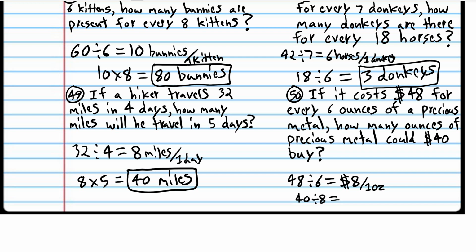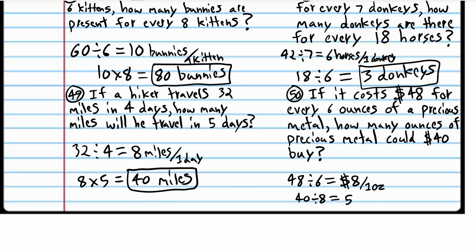It costs $8 for 1 ounce. But you have a lot more than $8, so you can afford more than 1 ounce. You just have to figure out how many ounces. So how many times does 8 go into 40? It goes 5 times, so that means you can buy 5 ounces. Or you can abbreviate it with an OZ. So if you got 5 ounces, good job.